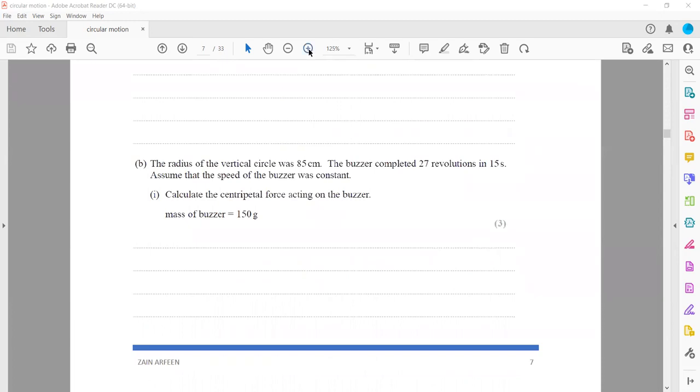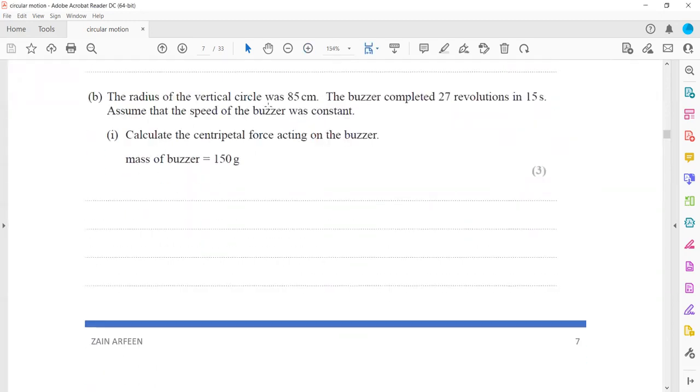The second part: the radius of the vertical circle was 85 centimeters. The buzzer completed 27 revolutions in 15 seconds. Assume that the speed of the buzzer was constant. Calculate the centripetal force on the buzzer. The mass of the buzzer is 150 grams. For these questions, normally it's a direct formula, but even when you're using a direct formula, the important thing is that you convert or use the correct units.